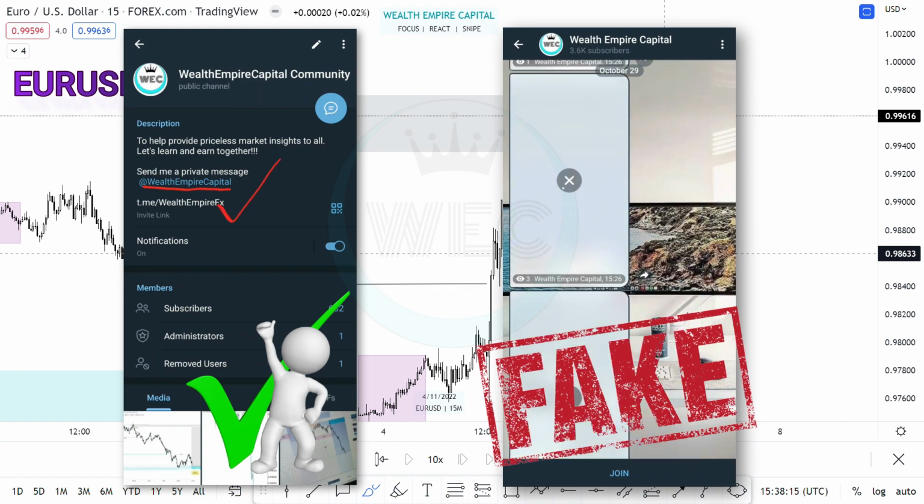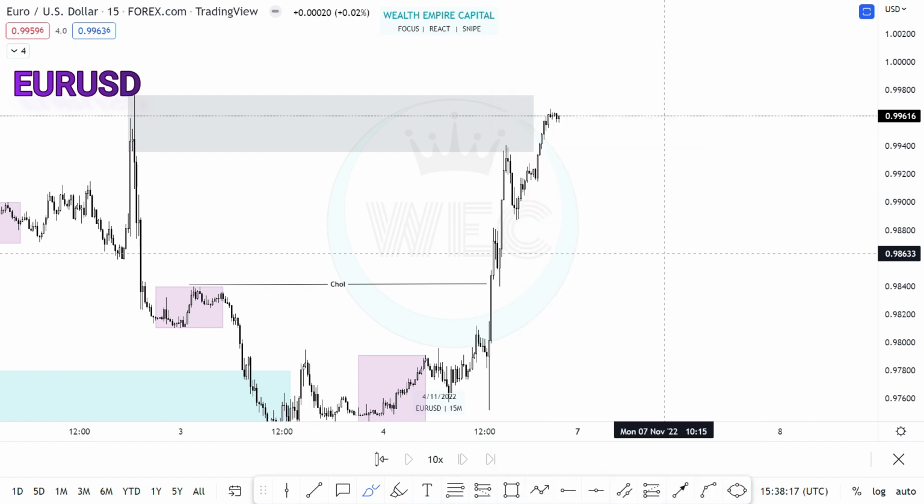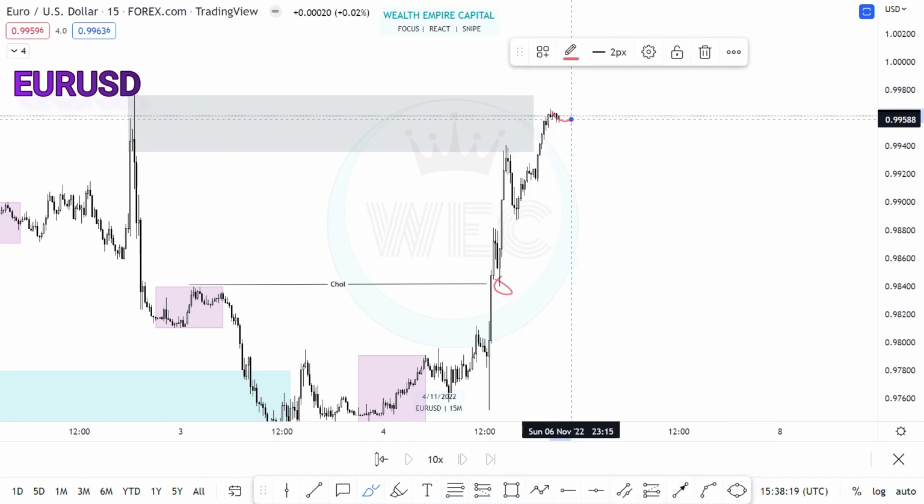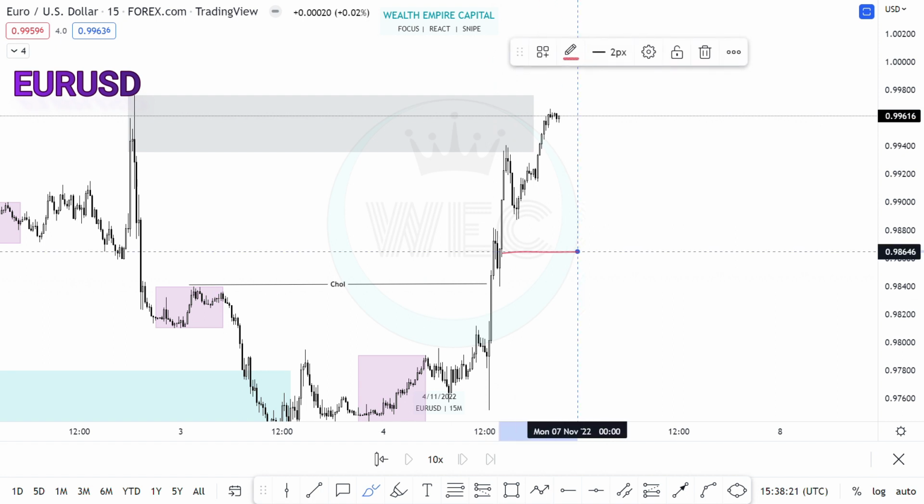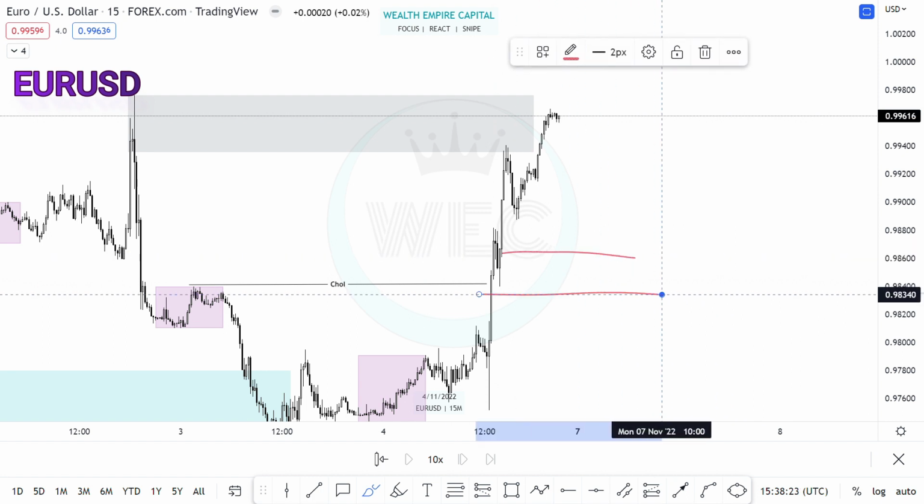Okay, so real quick, let's continue now. If this is my low that created my high on M15, it means that I'm going to have price coming to this level of demand. That will be what I'll be expecting. So I'll be looking at 3 scenarios here also on Euro USD, and this is what I'm looking at.